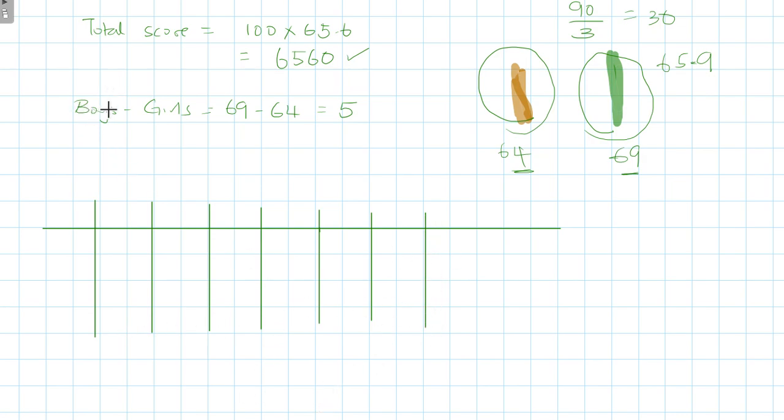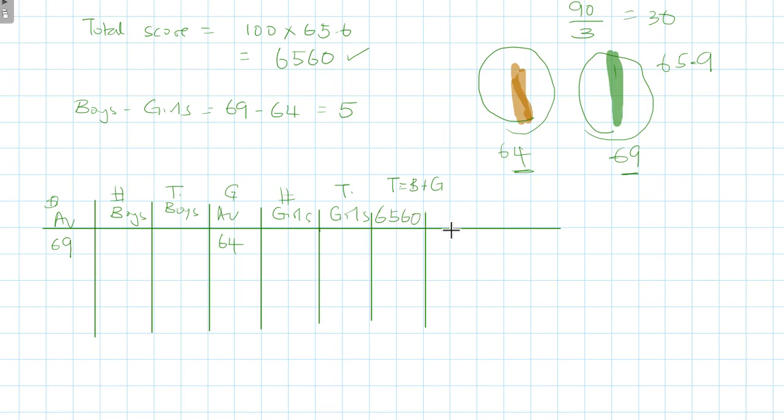Let's say the boys' average is 69. The number of boys, you don't know, then the total marks for boys. And I know that the girls' average is 64. Then the number of girls, and then the total score for the girls. I know the total for the boys and girls is 6560.